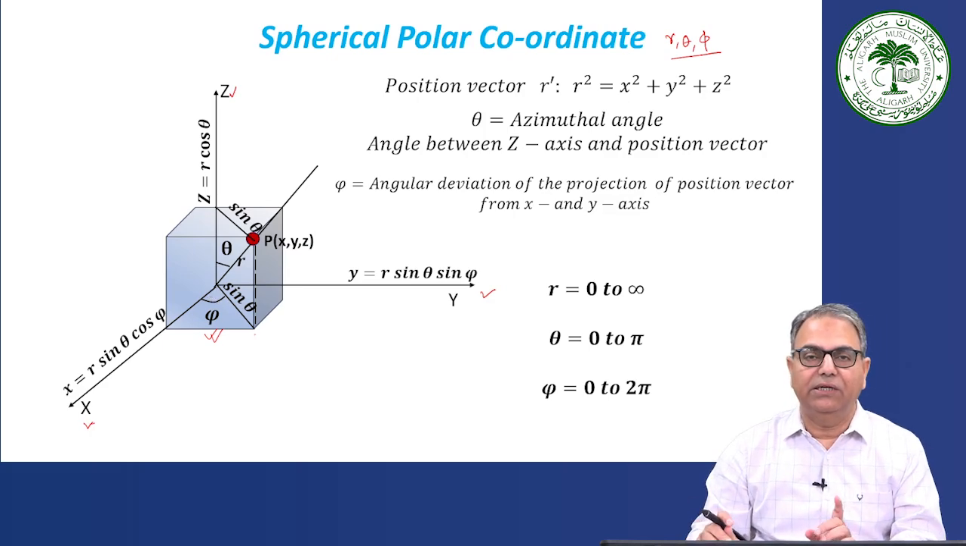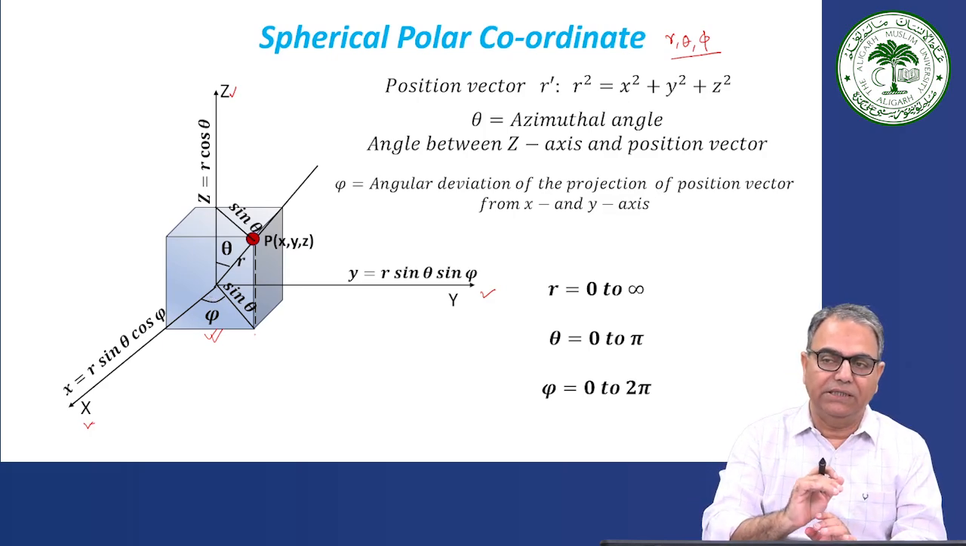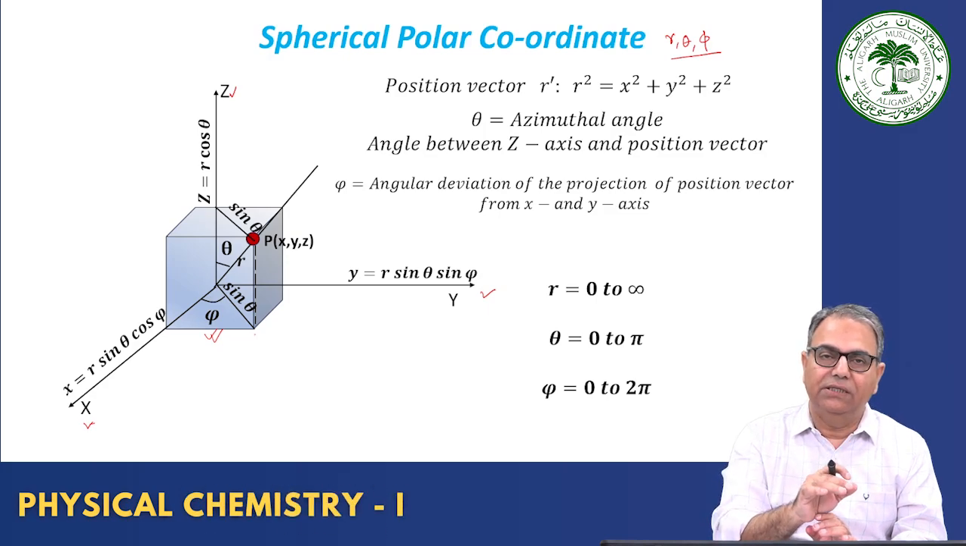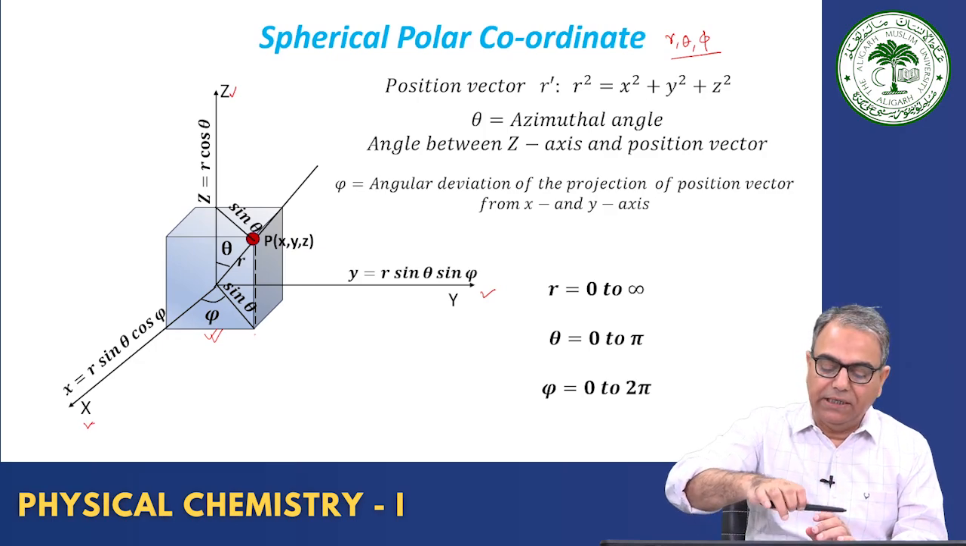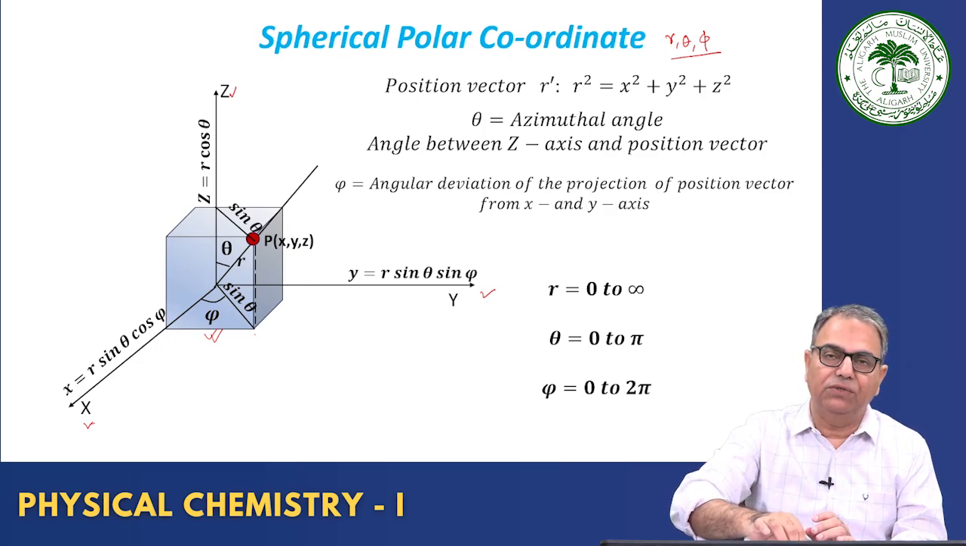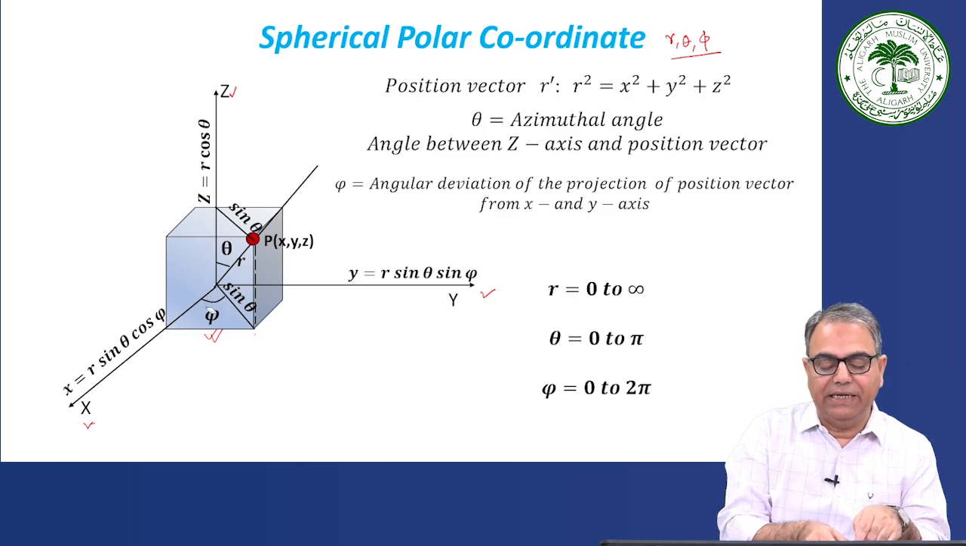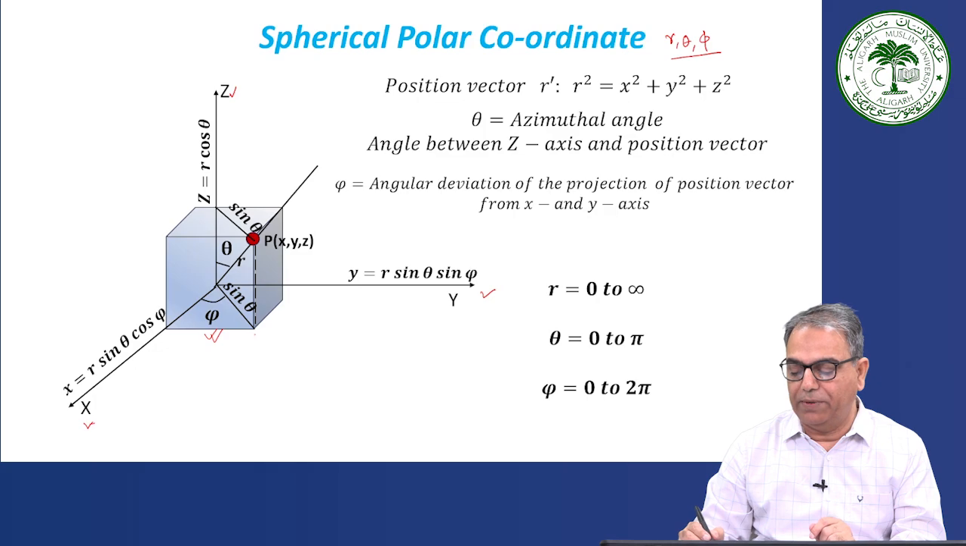And then I asked you, if the particle is exactly on the z axis, what is the angle theta which it will make with the z axis? It will be 0. If the particle is on the y axis, what is the angle this line will make with the z axis? It will be 90 degrees. And if it is along the minus z axis, then this line will make an angle of 180 degrees. So theta can vary from 0 to pi.